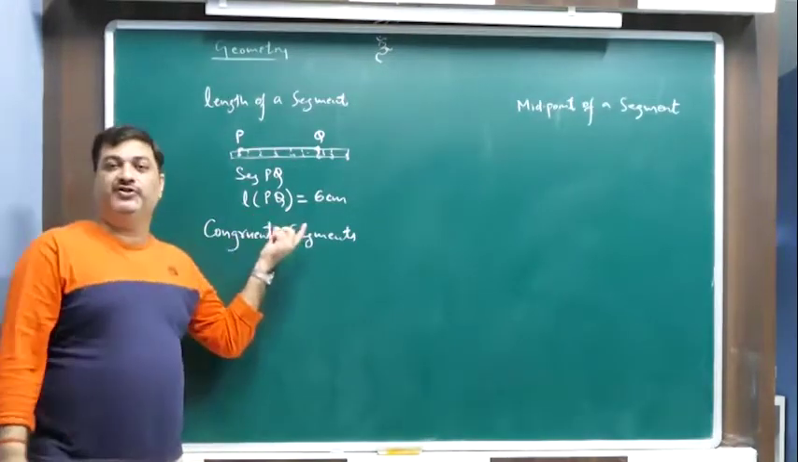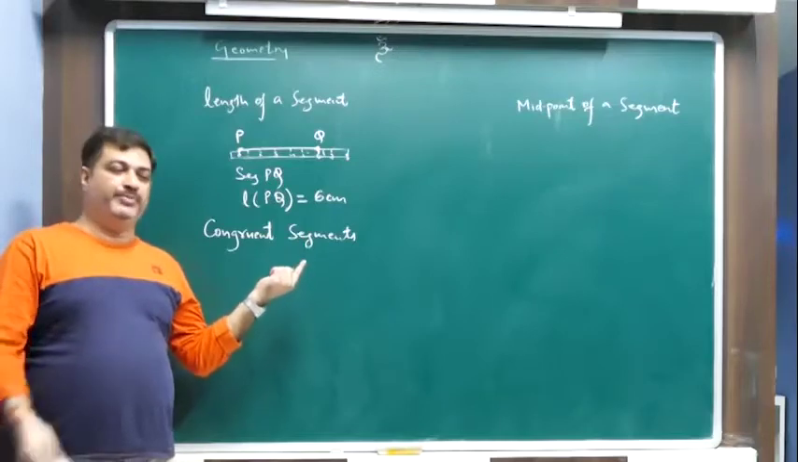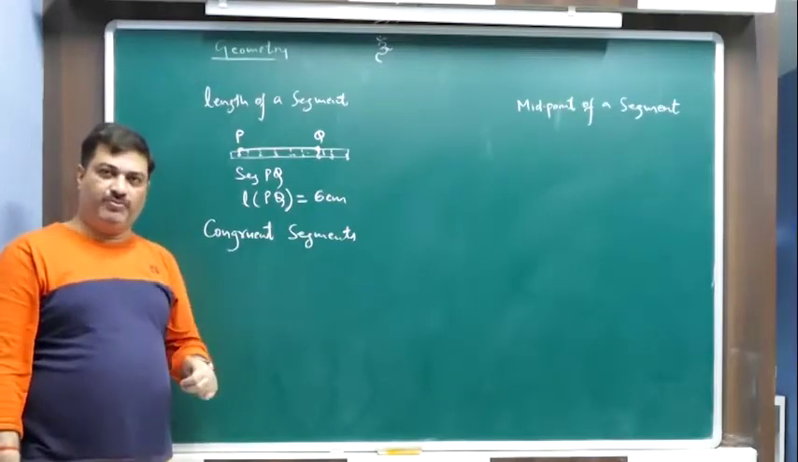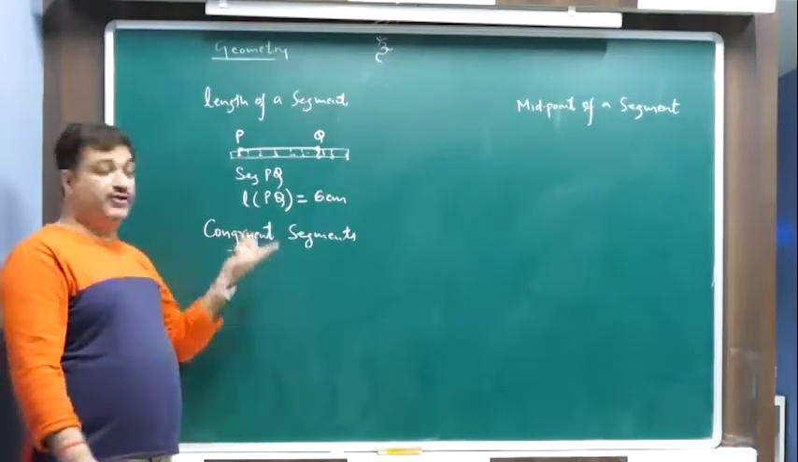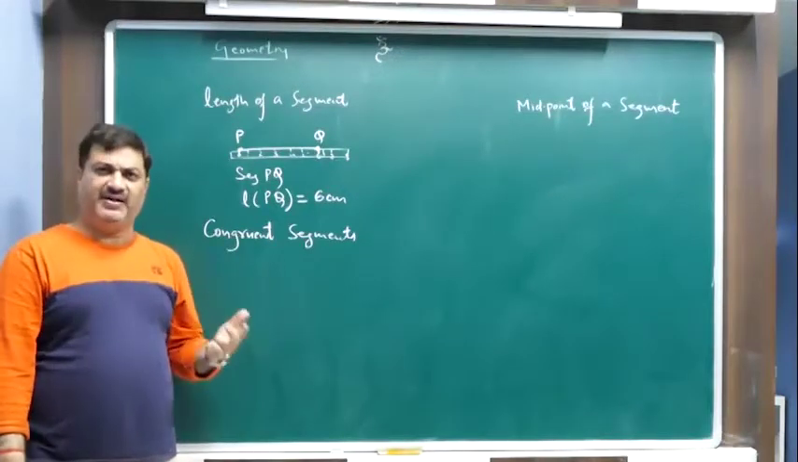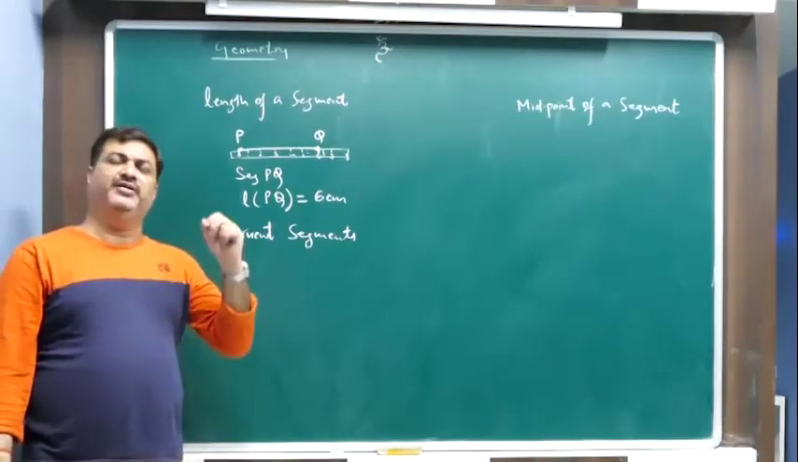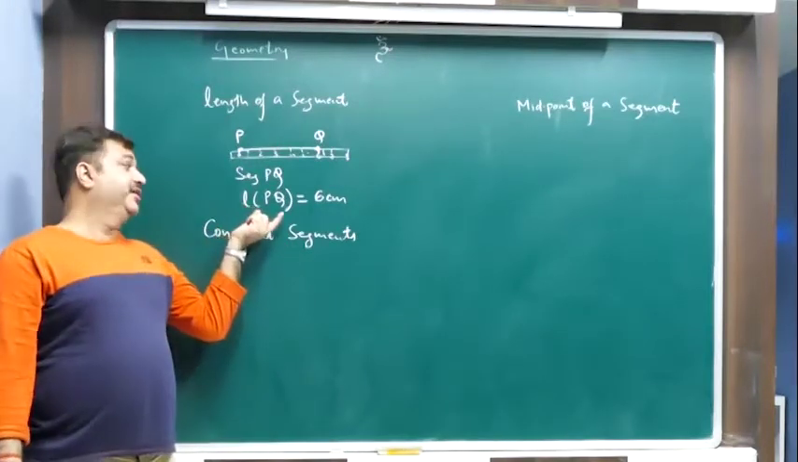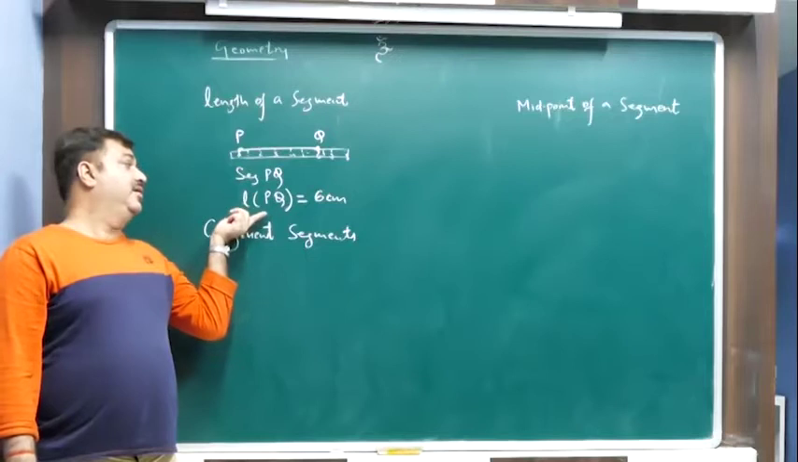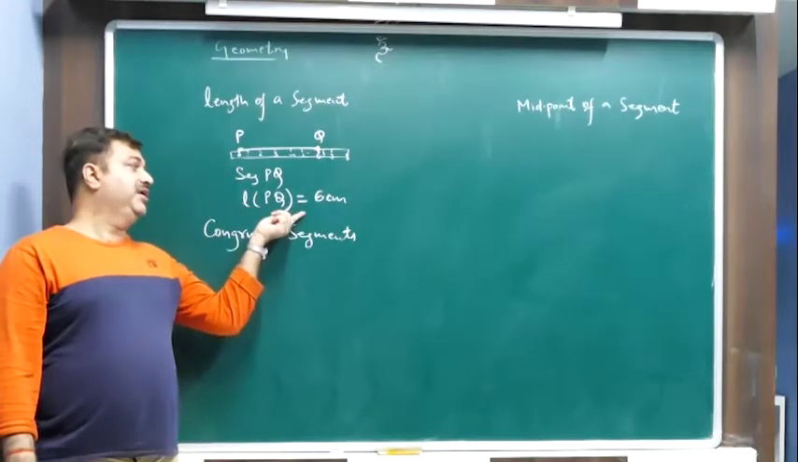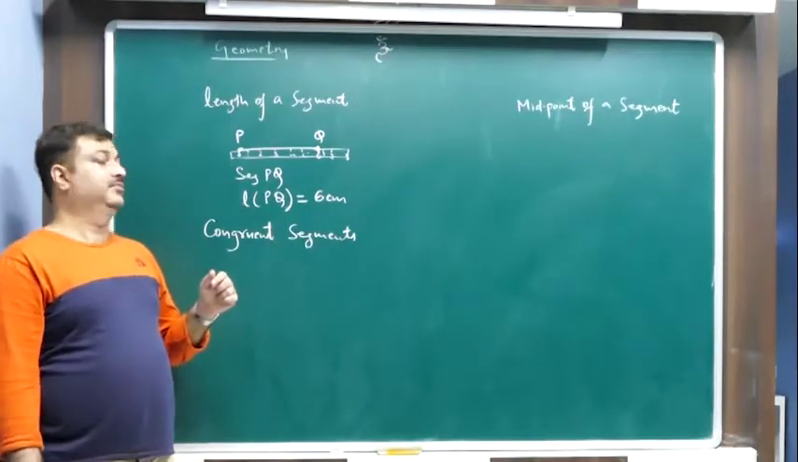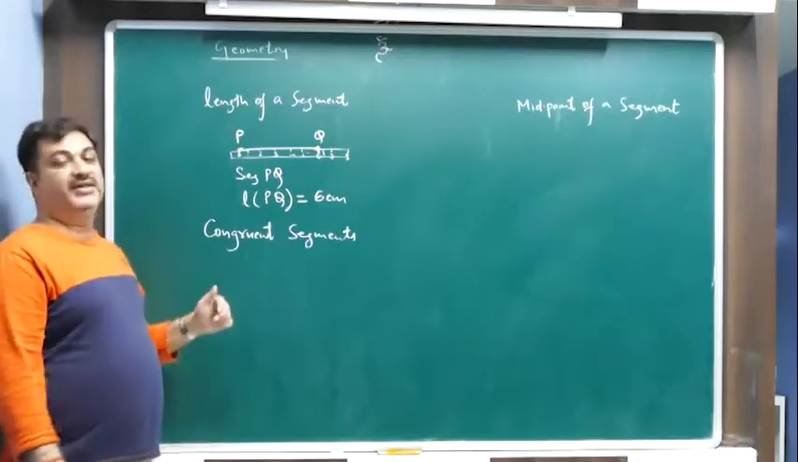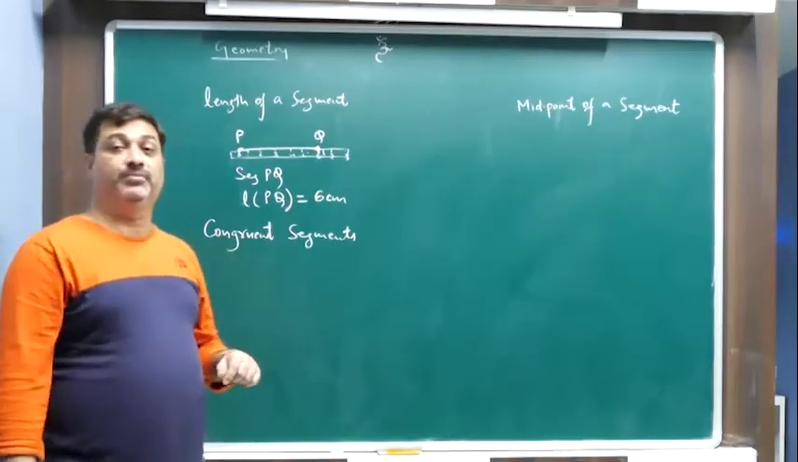Measurement of a segment is generally done in centimeters and millimeters, because in your scale you have got centimeter, millimeter, and also inches. Inches also you can measure, but that's not the practice that we use. We generally measure it in millimeter or centimeter. Is that clear? Okay. So this is read as length of segment PQ is equal to 6 centimeter. Is that clear? Now let's understand what is meant by congruent segments.